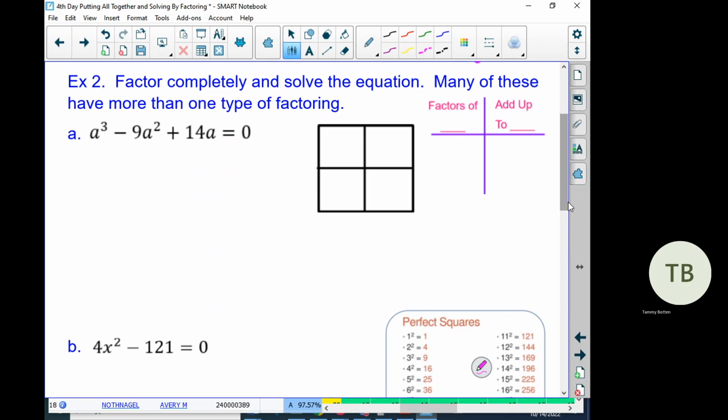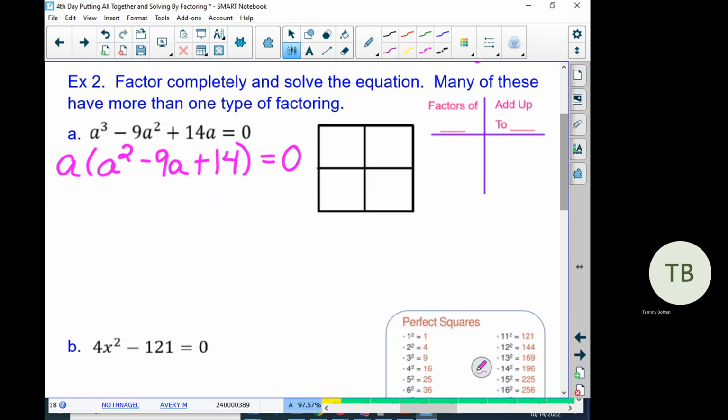The first thing I'm going to do here, I have 3 terms, and I want to take out anything that's in all of them. If you notice, I have 3 A's here, 2 A's here, and 1 A there. So I can take 1 A out front. Then I'd think, A times what gives me A cubed? That's A squared. A times what gives me 9A squared? I'd need a 9 and an A. And then plus A times what gives me 14A? That would be 14. Equals 0.